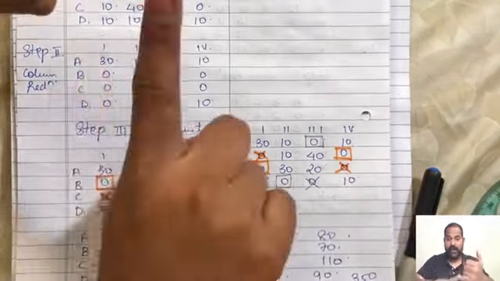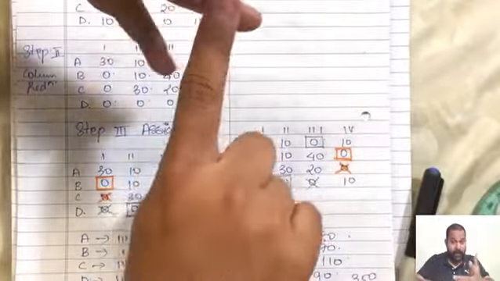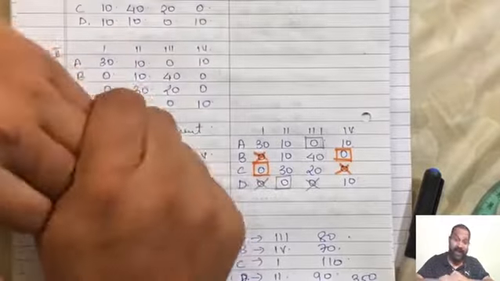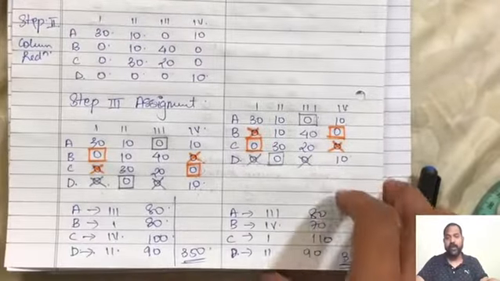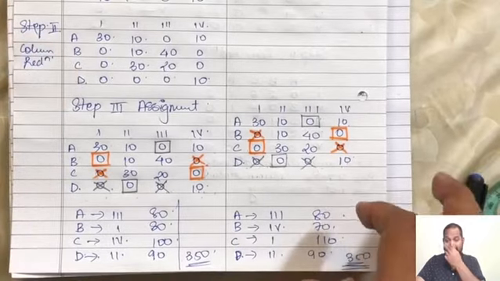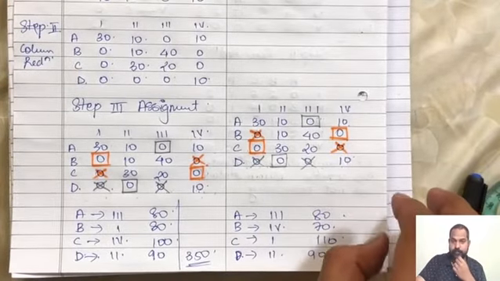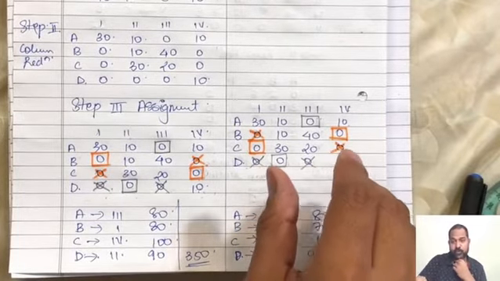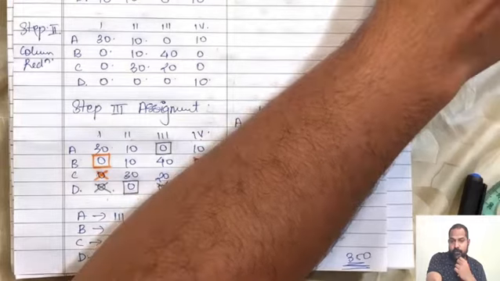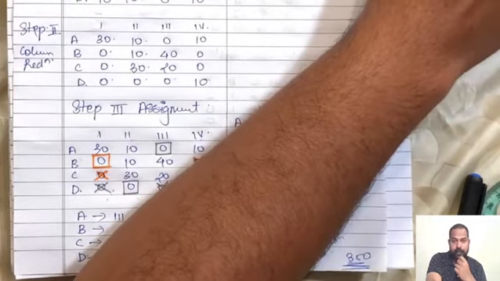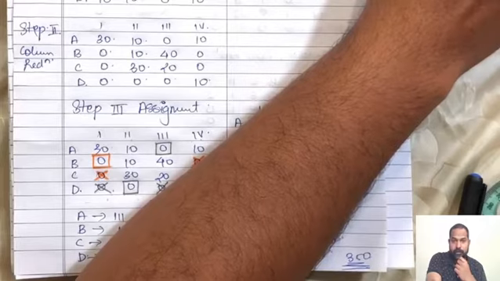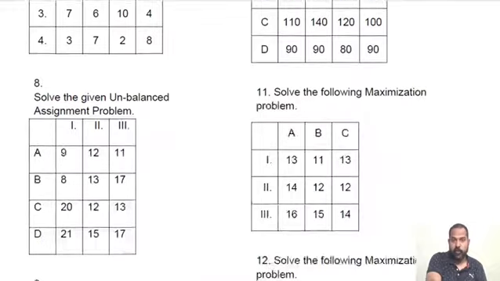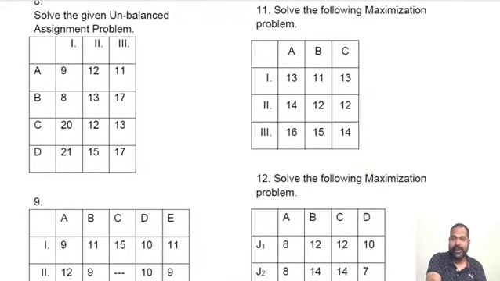So we have studied a normal assignment problem, then an assignment problem with a prohibition, then an unbalanced assignment problem, and now we finally come to a multiple optimal solution assignment problem. Let's move on and see what else we have in store for us. That was question number 10 if I am correct. Let's move on to the next question, number 11.